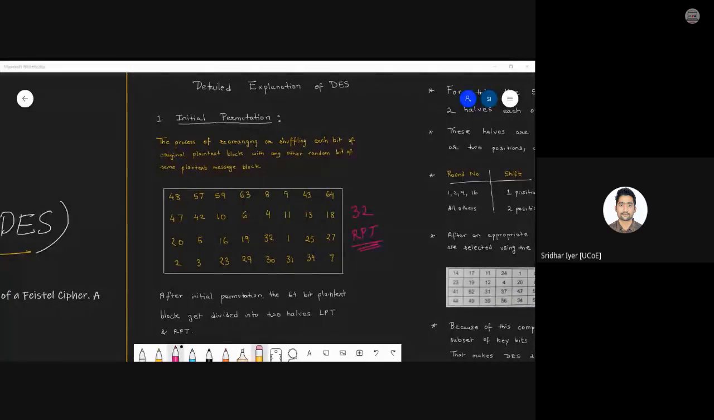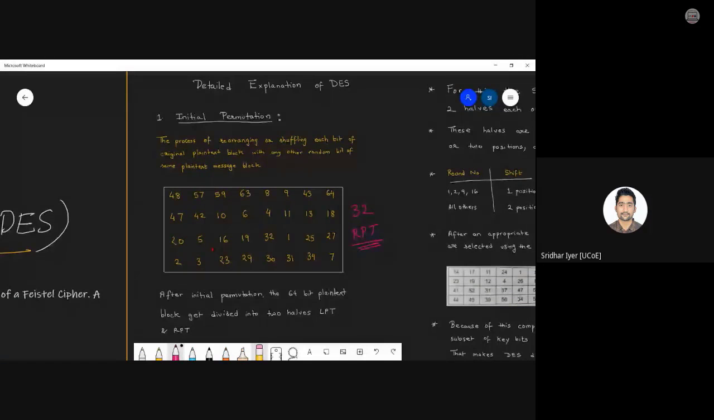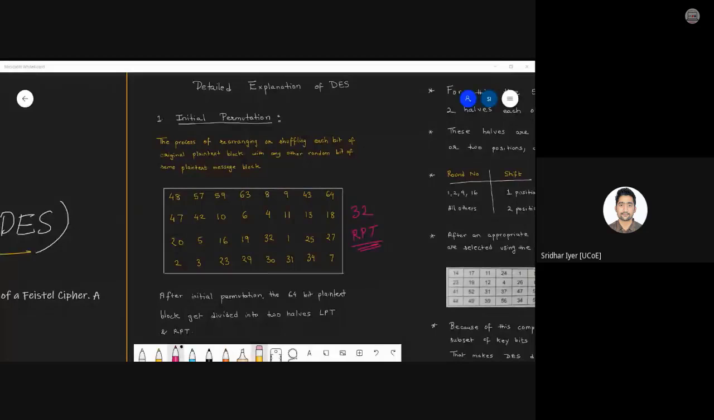So you can say that after the initial permutation, this is what happens, that the 48th bit of the original plain text comes to the first bit of the RPT. Am I clear? What we are doing is we are replacing the first bit of the plain text with the 48th bit. Whichever bit is present at the 48th location, that will now be my first bit of the RPT. Am I clear? Yes or no? Similarly, the 57th bit will now be my second bit and so on.